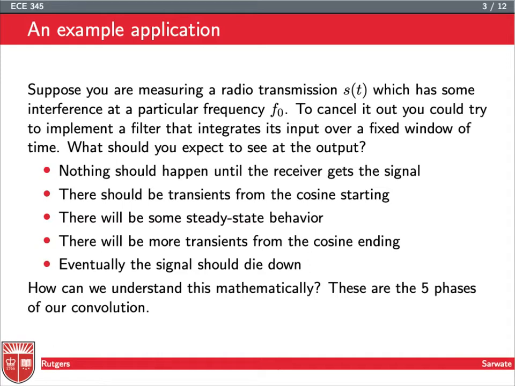If you're doing any kind of finite length filter, you're going to have this sort of five-phase convolution with a finite length signal, like a finite length beep, for example. We can interpret those phases as: nothing happens until the receiver gets this interference signal. Then there should be some transients from, say, a cosine starting at that frequency f0. Then there'll be some steady state behavior, and then some transients as the signal ends, and then eventually the signal should go back to 0. So these are the five phases of convolution.